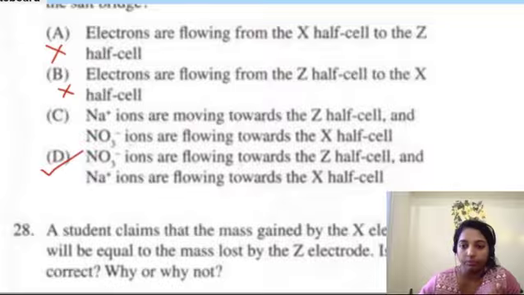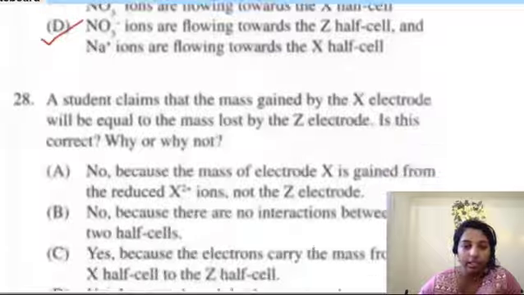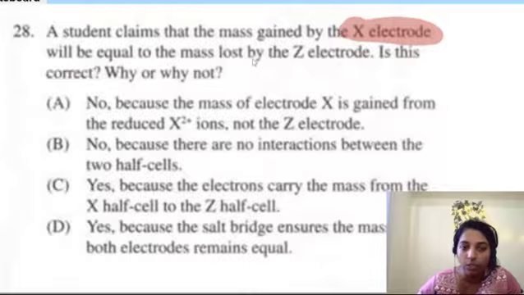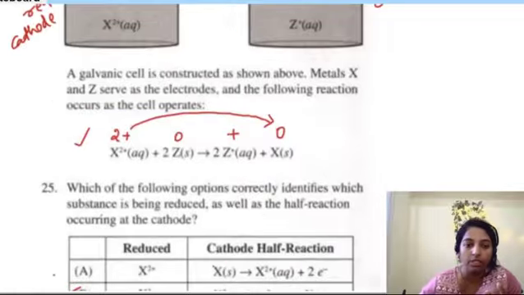Correct? Okay. Then the 8th one. A student claims that the mass gained by the X electrode will be equal to the mass lost by the Z electrode. Is it correct? Why or why not? Okay, X electrode: during the reaction, which one is forming? See the cell reaction, X2+ to X, solid is forming, isn't it?